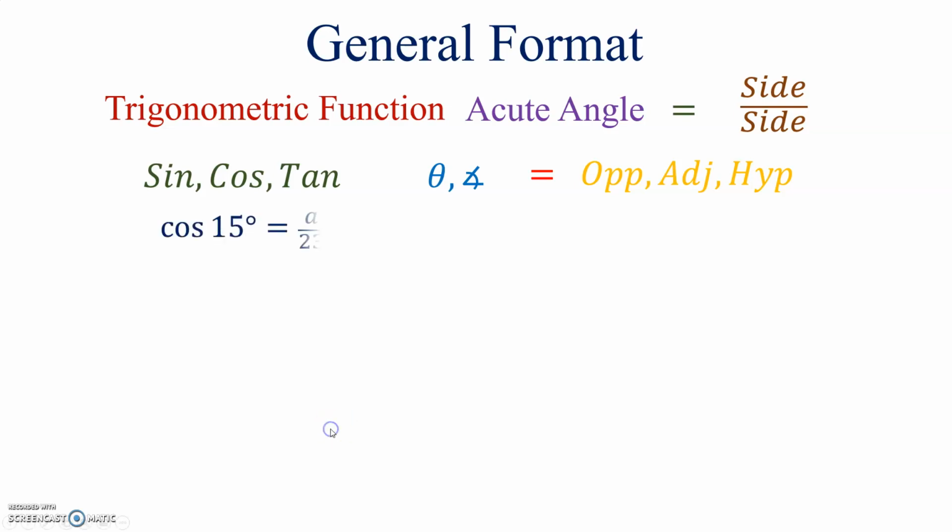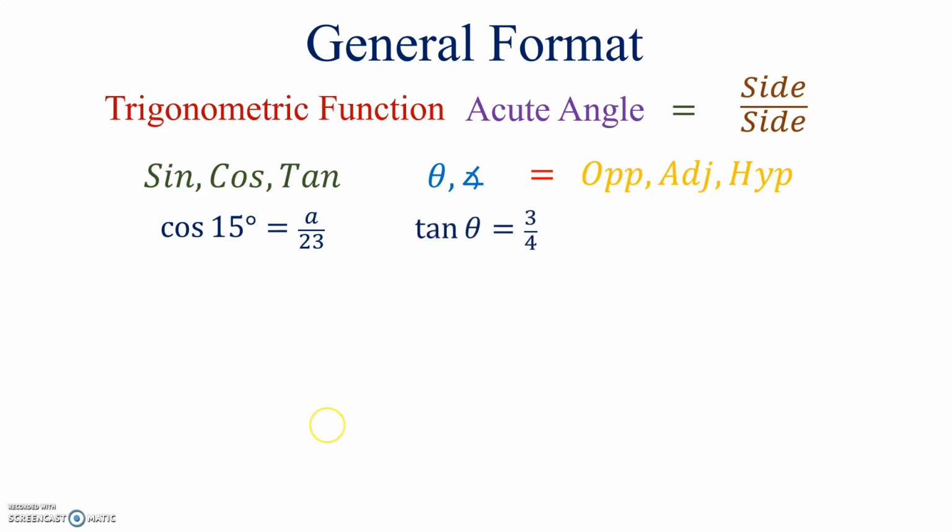Here's a couple examples. Cosine 15 degrees equals a over 23. Cosine represents the trigonometric function. 15 degrees is the acute angle, the equal sign, and our ratio of two sides, a over 23. In this particular example, the a represents the adjacent side and the 23 represents the hypotenuse. I know that because we're using the trigonometric function cosine, which is the ratio of adjacent over hypotenuse.